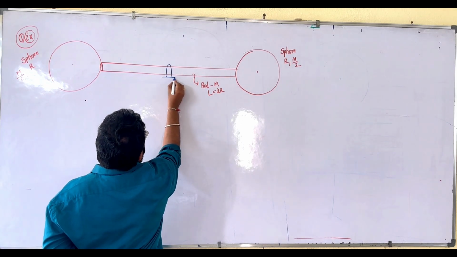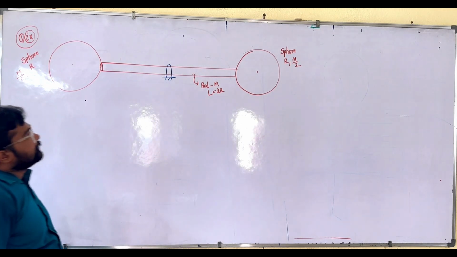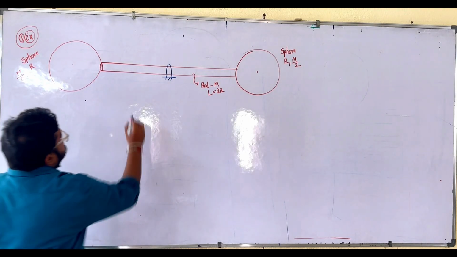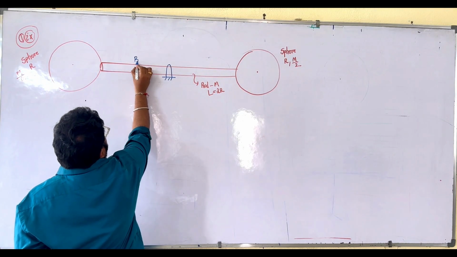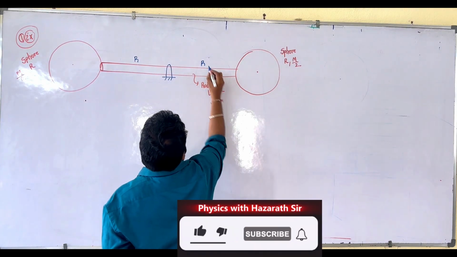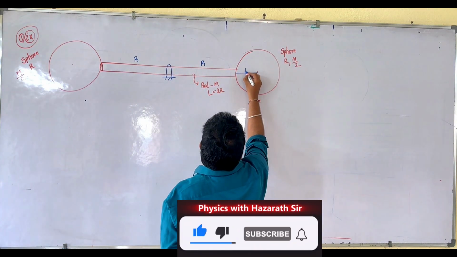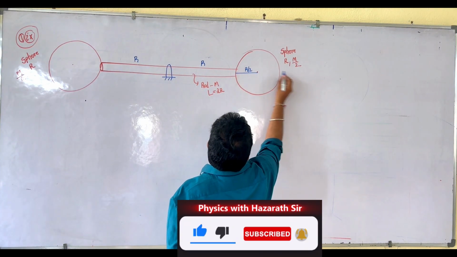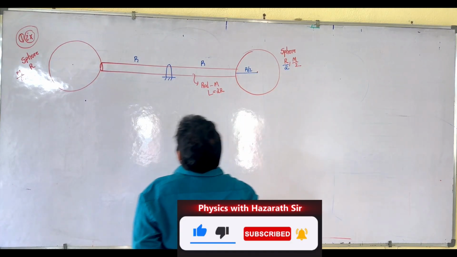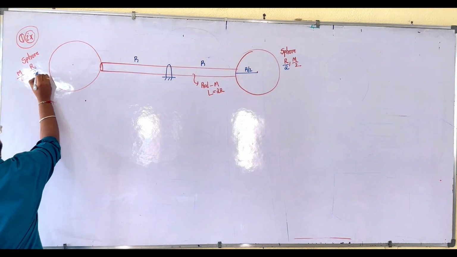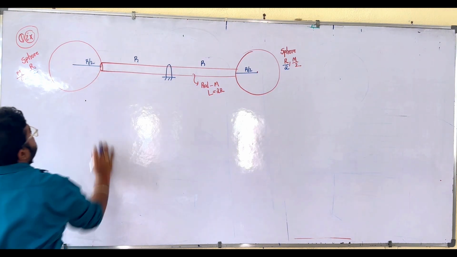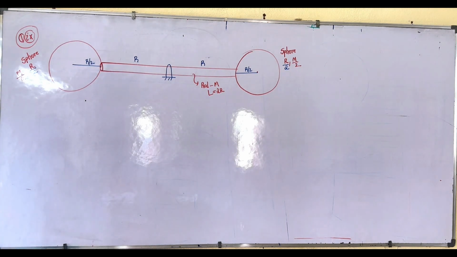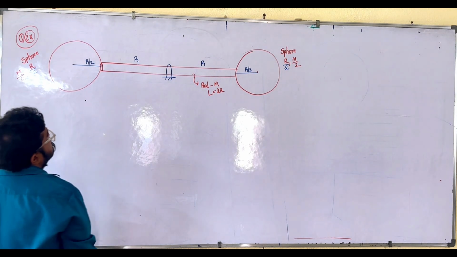It is pivoted at this point. This is L. This is R. This could be R by 2, you can take. Here it is R by 2. Understood or not?